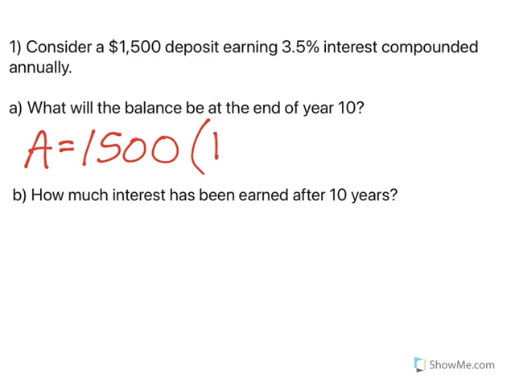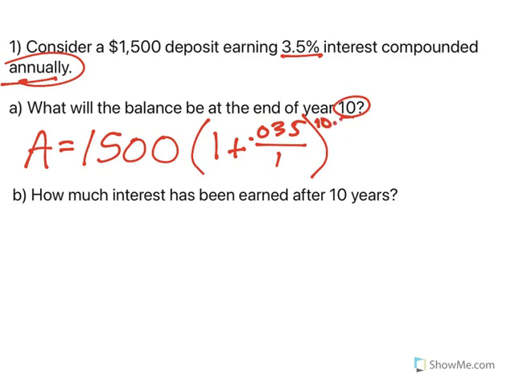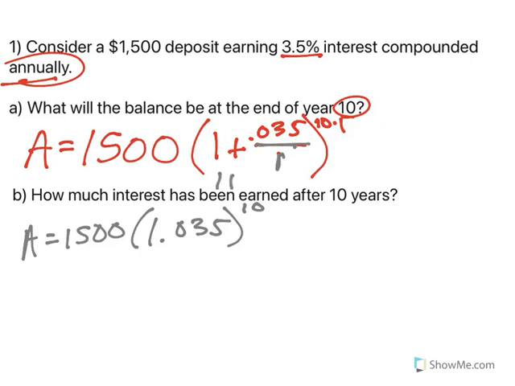Then inside, I have 1 plus the interest rate, 0.035, divided by how many times am I compounding per year? We're compounding annually, so that's just a 1. And then we raise that to the number of years, in this case 10, times the number of times I'm compounding, which is just 1. So for annual compounding, it's pretty easy, right? I can rewrite this as A equals 1,500 times 1.035 raised to the 10th power, because anything divided by 1 is just that number.